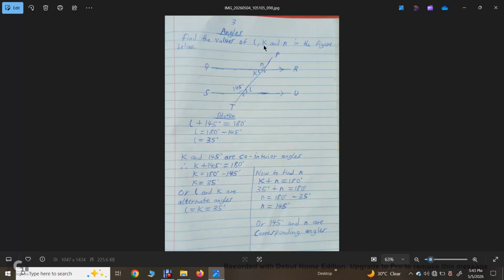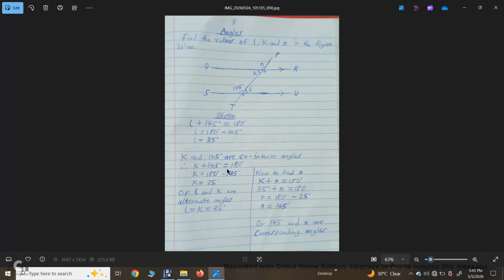K. The question says find K. K and 145 degrees are co-interior angles, which means they sum up to 180 degrees. When we add K and this 145 degrees, they will sum up to 180 degrees.